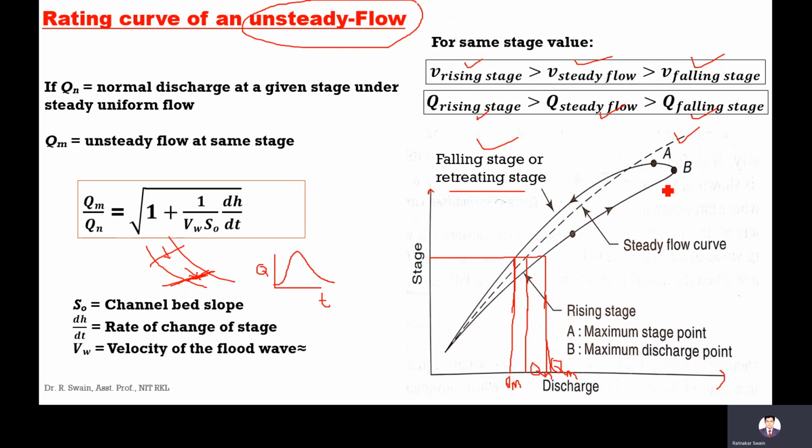Here the discharge will increase up to a maximum value, then it will decrease. Initially this was the discharge. After the passing of the flood wave, it will again come back to the original discharge, that is Q naught.